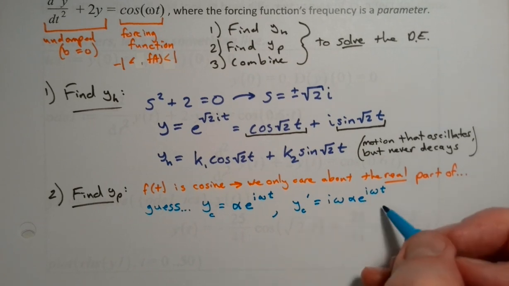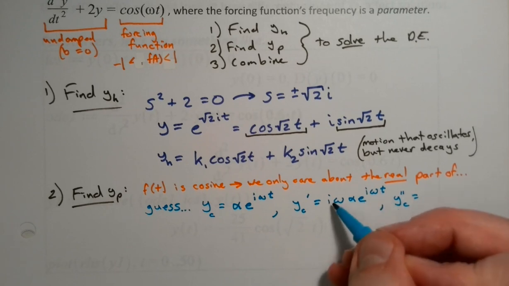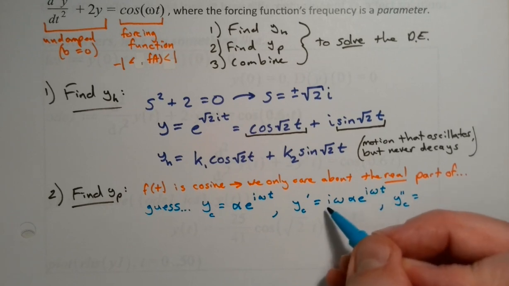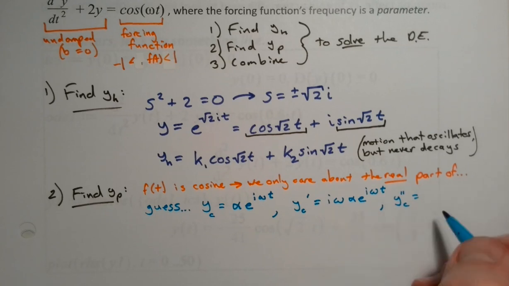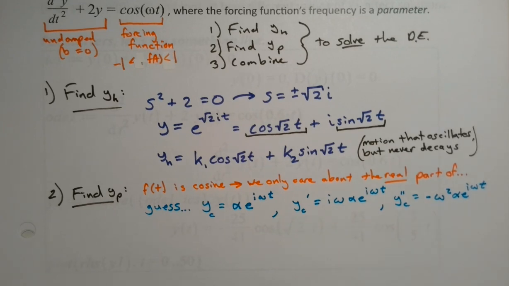And then if we take a second derivative, the i omega comes down again. The i and i becomes -1. So this becomes negative omega squared alpha e to the i omega t. So we have our first derivative and our second derivative. And so we can sub that into our original equation to try to find the value.